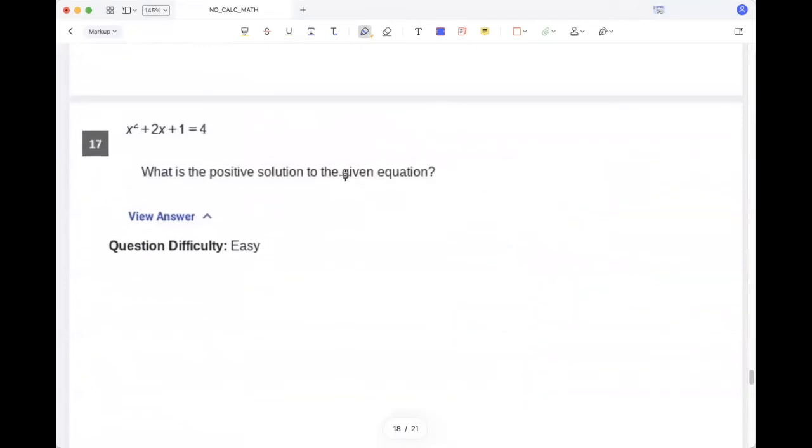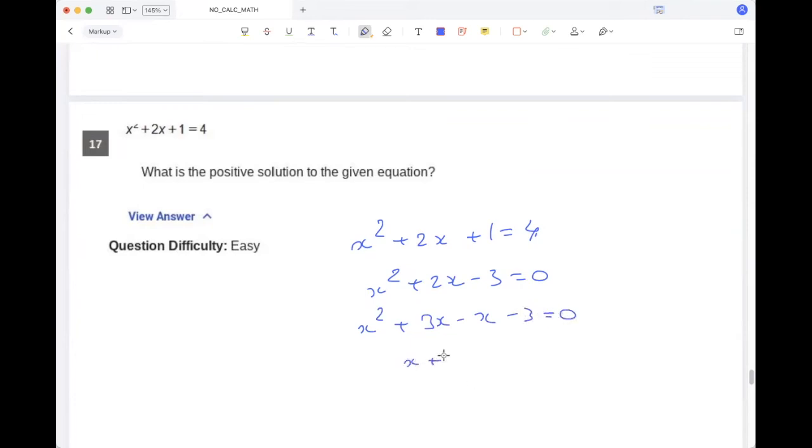What is the positive solution to the given equation? x squared plus 2x plus 1 is 4. So x squared plus 2x minus 3 is 0. So x squared plus 3x minus x minus 3 is 0. So (x plus 3) times (x minus 1) is 0. So x is negative 3 and 1. So the positive solution is 1.